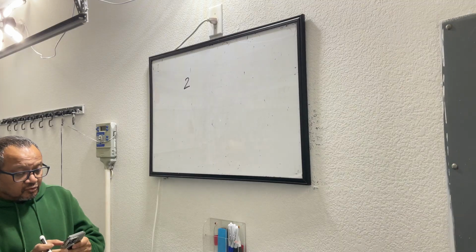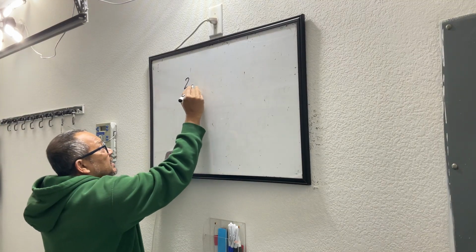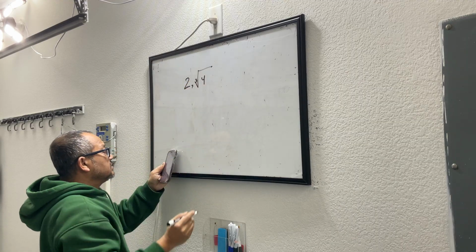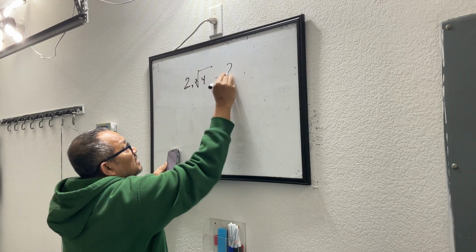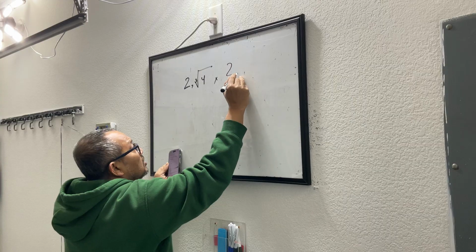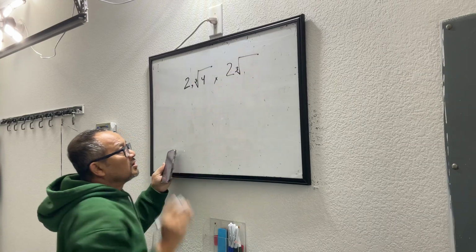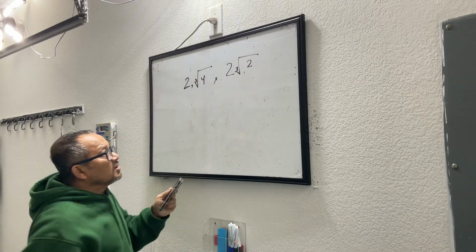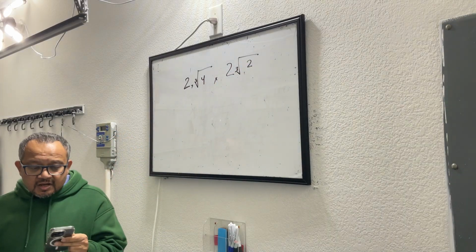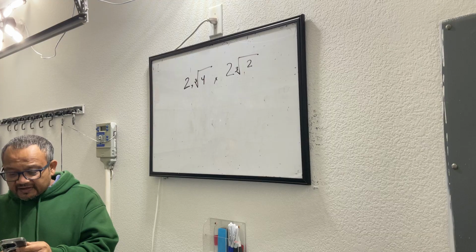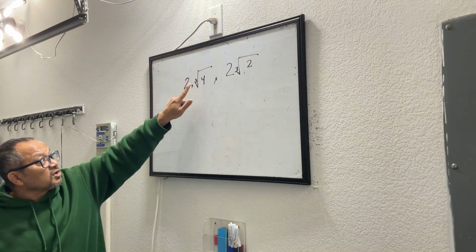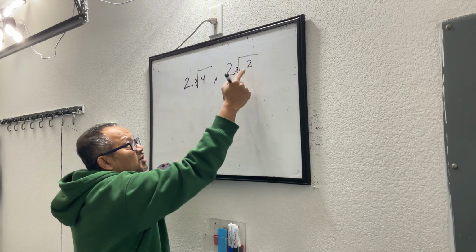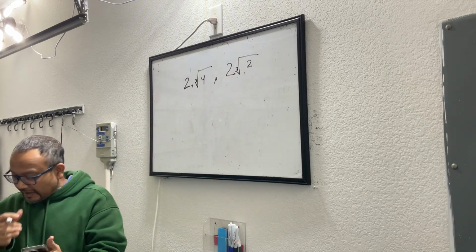I have 2 times this, times 2 of 2. It says, what is the value of the given expression? 2 cube root of 4 times 2 cube root of 2. What is the value of this expression?